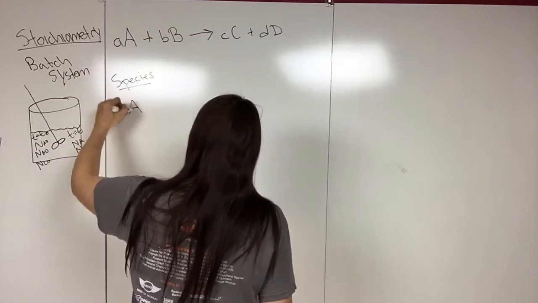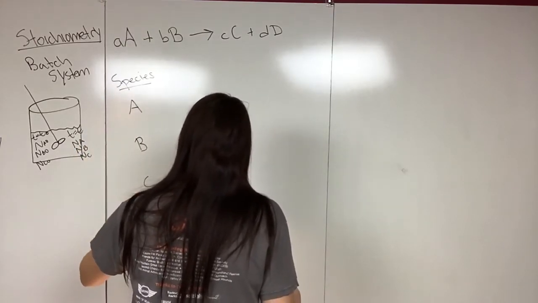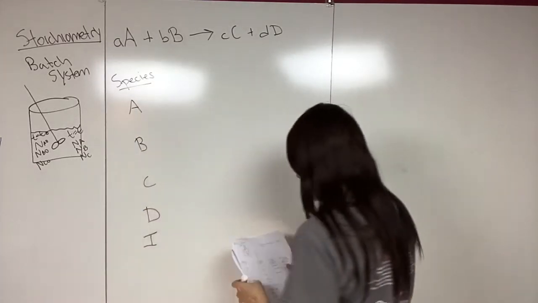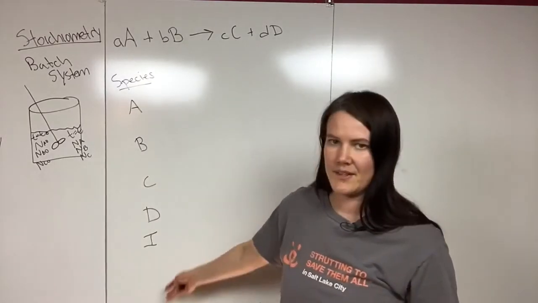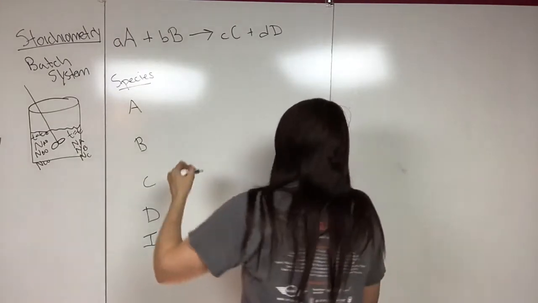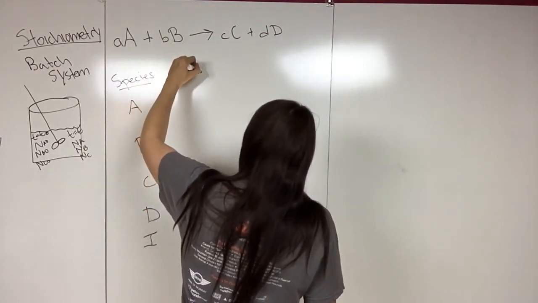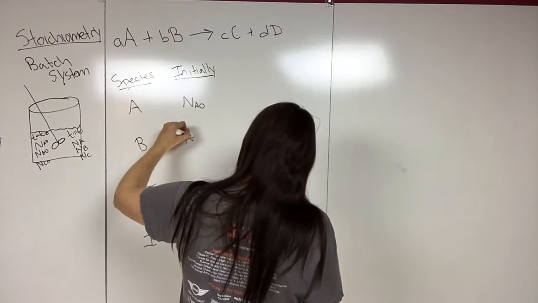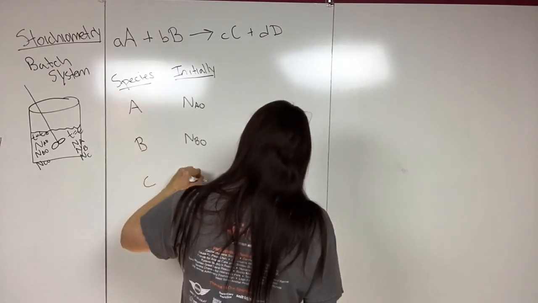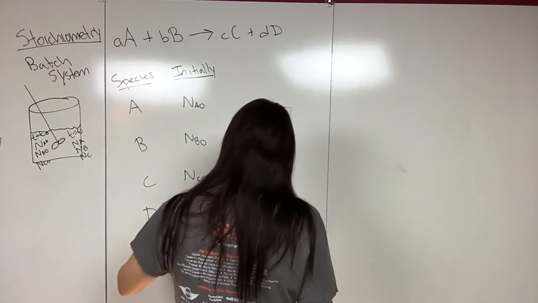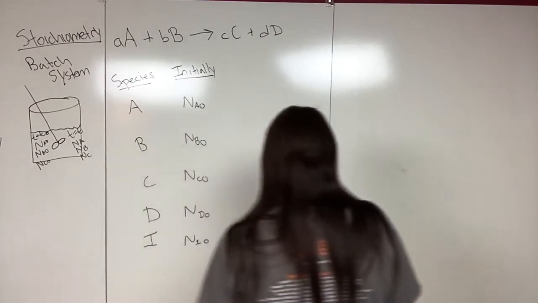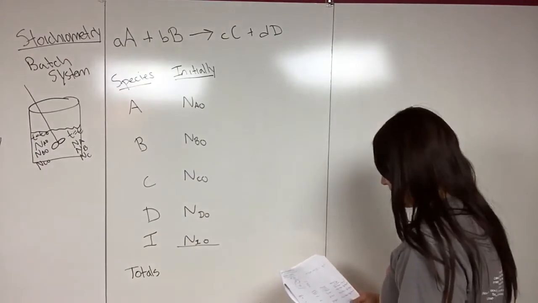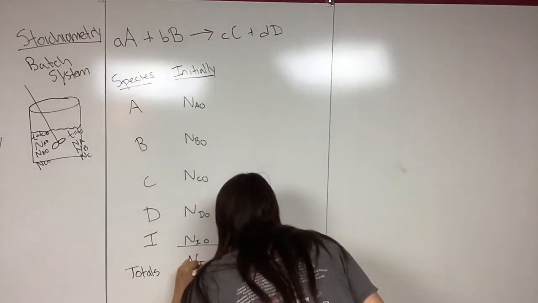So starting out, you have species, and you have A, B, C, D for this. And there could also be inerts. Inerts are things that might be in there that aren't involved in the reaction. Then initially you have Na naught, Nb naught, Nc naught, Nd naught, and Ni naught. And then I'm just going to do a totals as well. So total, you have Nt naught.